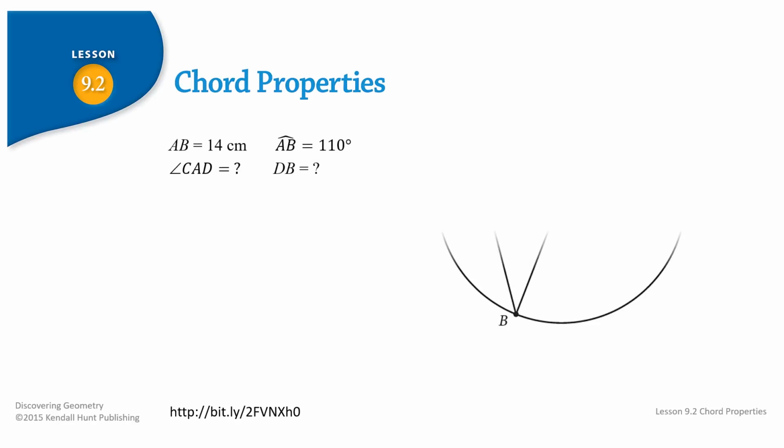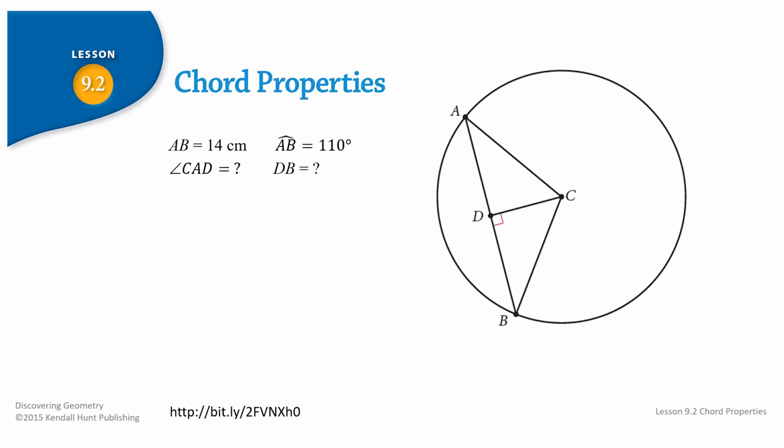Now, in this example, it looks like I've got a triangle. ACB is a big triangle, split up with C and D. I know that there's a right angle on the inside. I'm also told that AB is 14 centimeters, and that arc AB is 110 degrees. We want to find two things, angle CAD and the length DB.